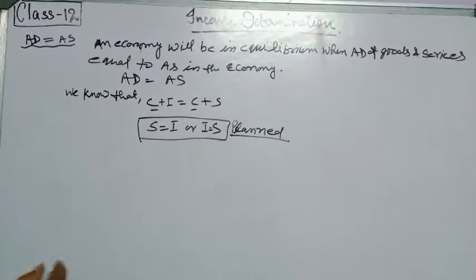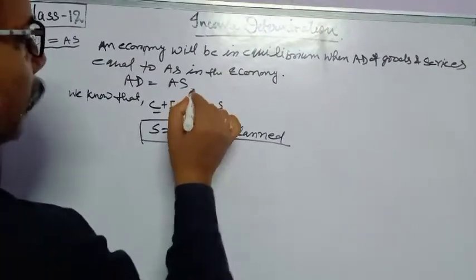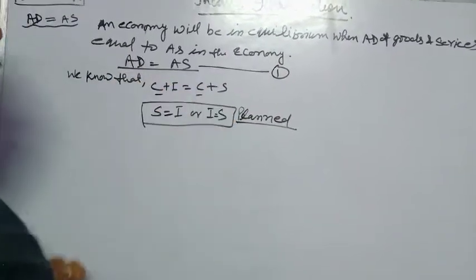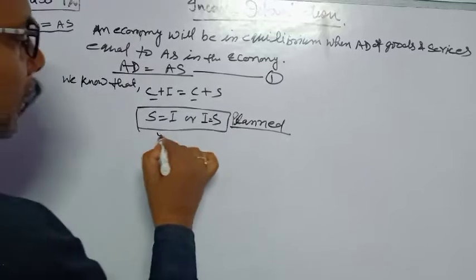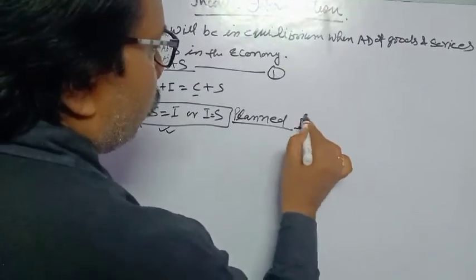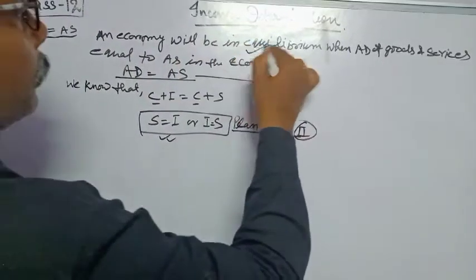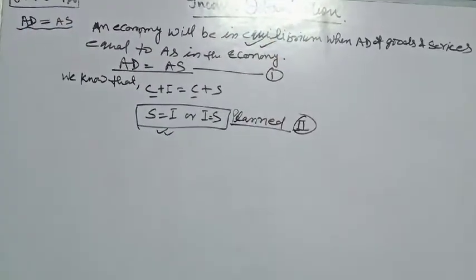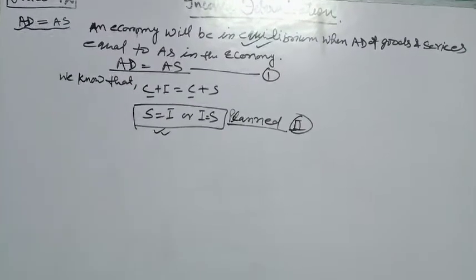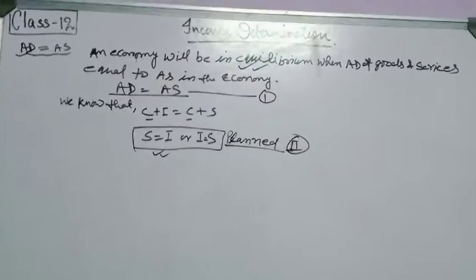So on that basis we can say there are two approaches. One is the AD equal to AS approach and the other is the S equal to I approach. This is the second one, by which we can determine the equilibrium level. Now I am going to discuss first AD equal to AS.